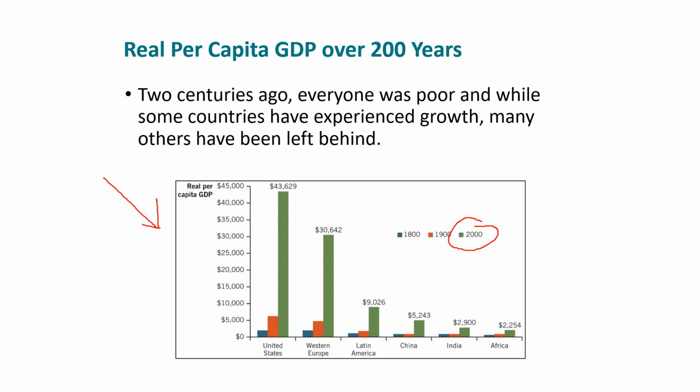And also, we can compare the real per capita GDP along the years. For example, when we focus on United States, we can find along these 200 years, the real per capita GDP in US had been increasing, telling us that the living standard in United States has been increasing along those 200 years.